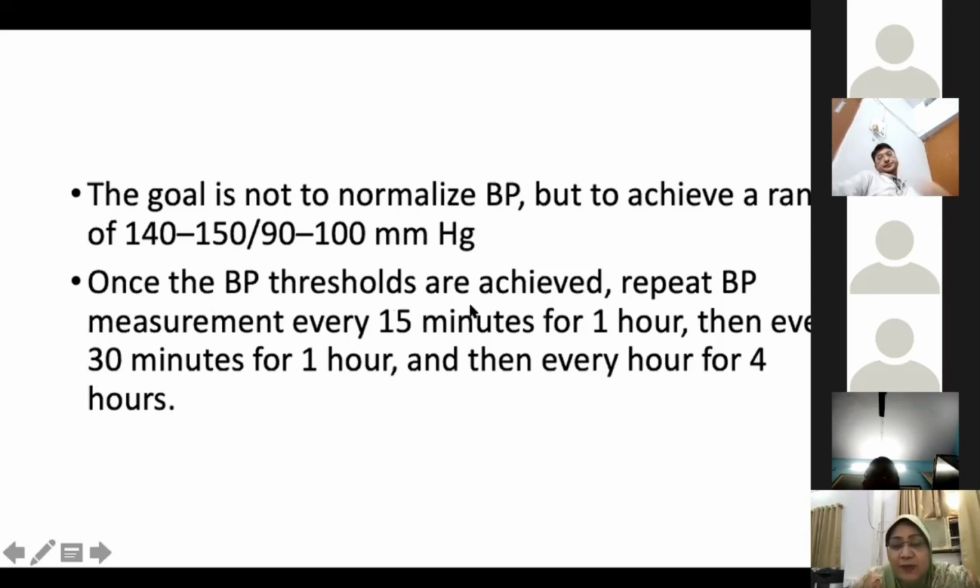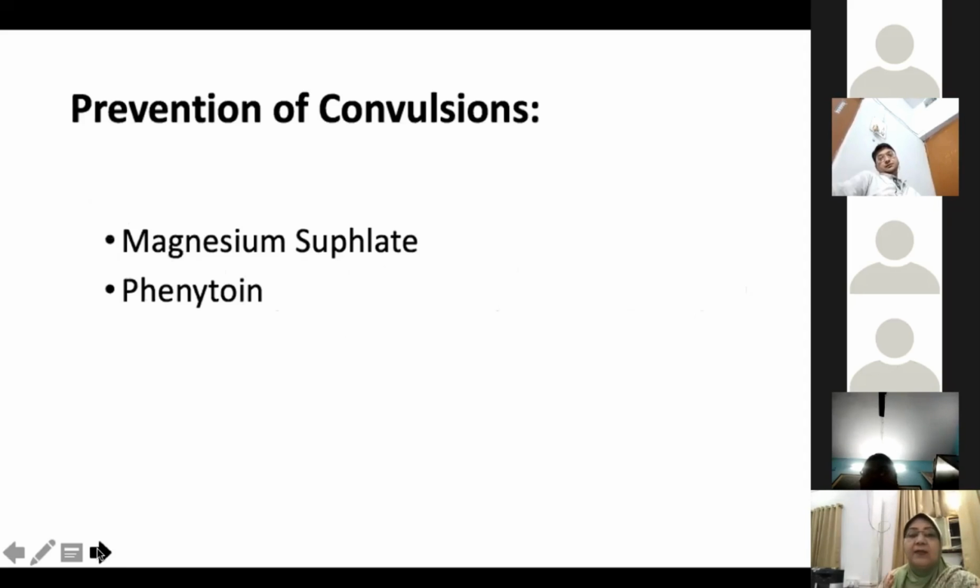So do not just, once she had a hypertensive crisis, you gave her the drug and it became normal, and now you have forgotten her. Please remember, for the first 1 hour, you have to monitor her every 15 minutes. For the next 1 hour, you have to monitor her every 30 minutes. And for another 4 hours, you have to monitor her hourly. So be vigilant even after you have administered the antihypertensive.